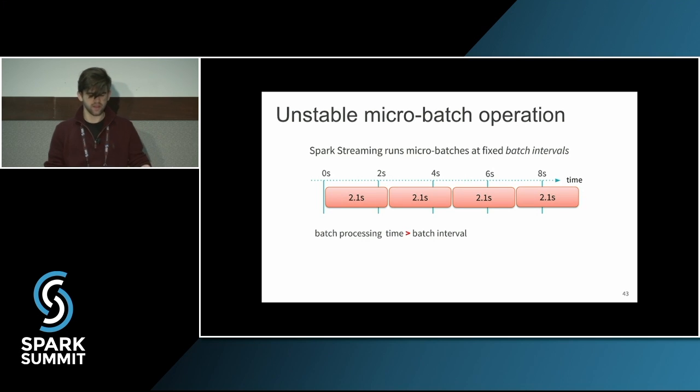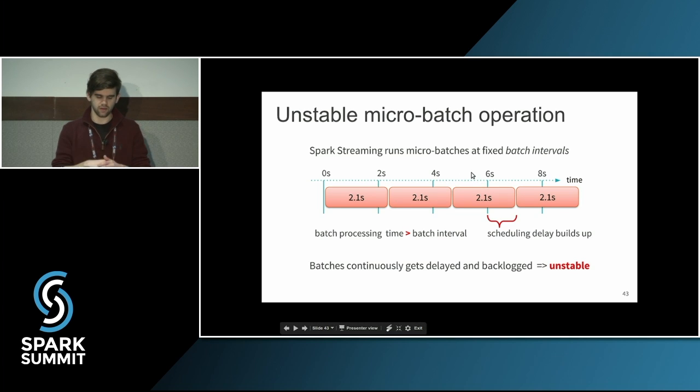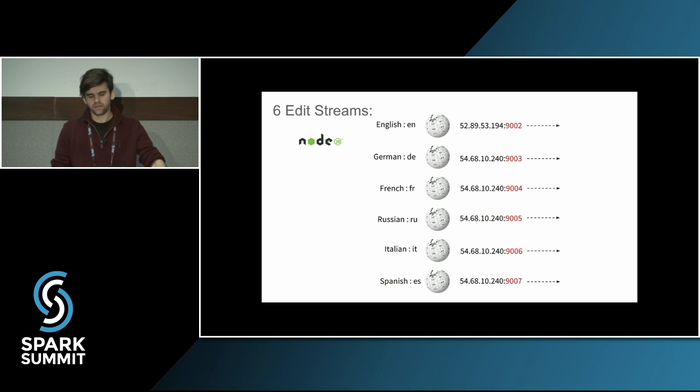On the other side, this is what an unstable operation would look like, right? Upon receiving our first unit of data at 2 seconds, if it then takes 2.1 seconds to process that, we're going to start running into issues, just collecting too much data, trying to load too much data into memory, and that becomes very unstable.